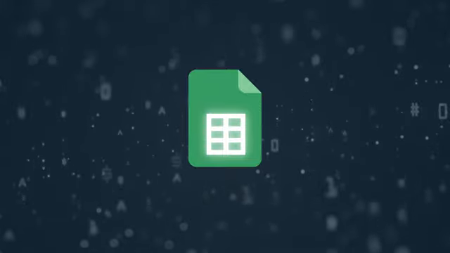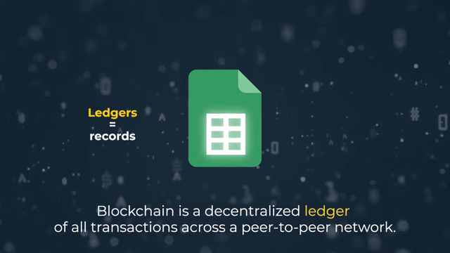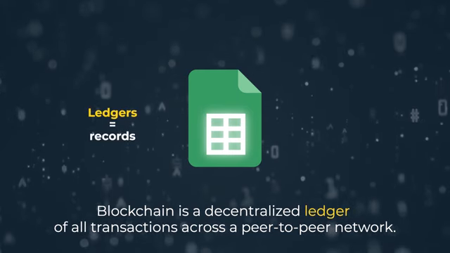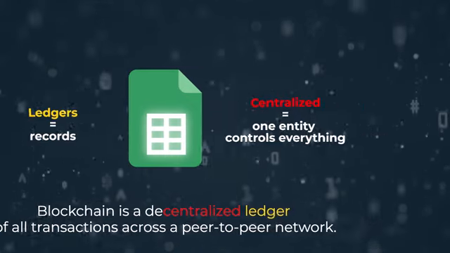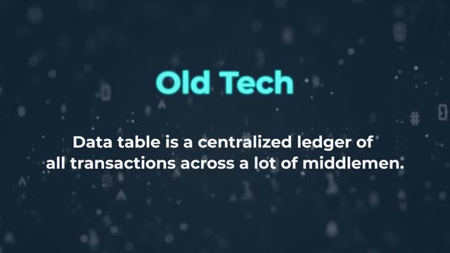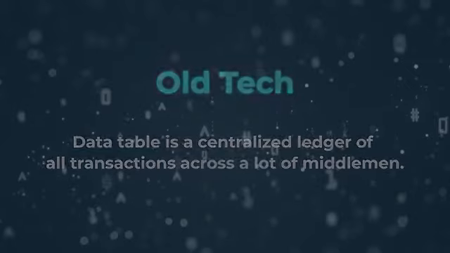Think of it like a boring, long Excel spreadsheet. Ledgers just mean these records in spreadsheet format. And centralized just means that the companies control their own ledgers. So what we got before is a data table, a centralized ledger of all transactions across a lot of middlemen. This is where blocks come in.